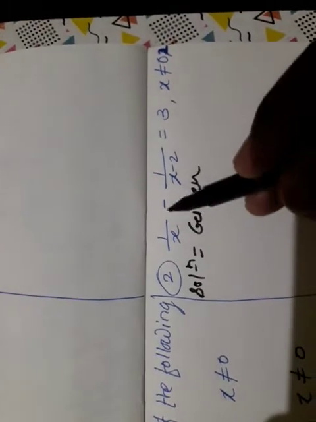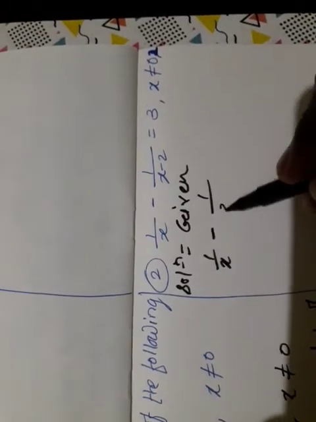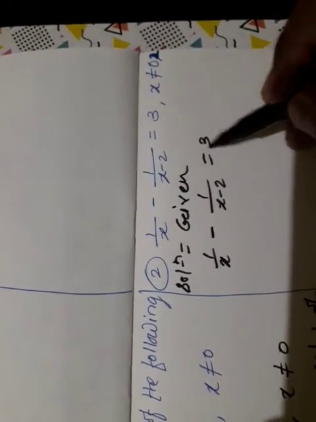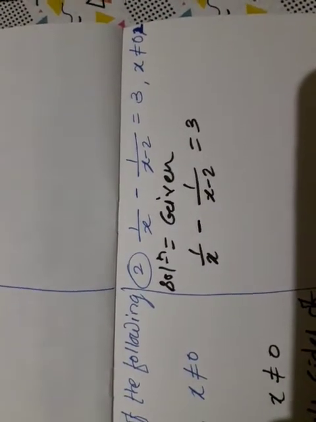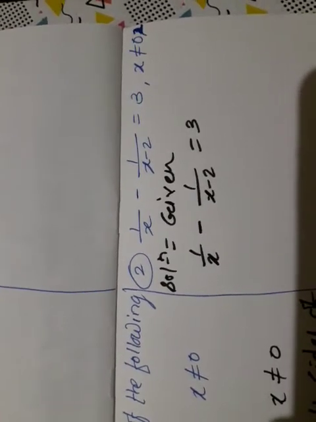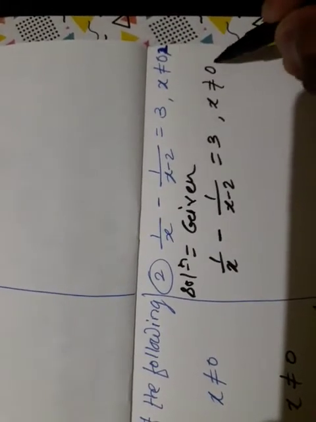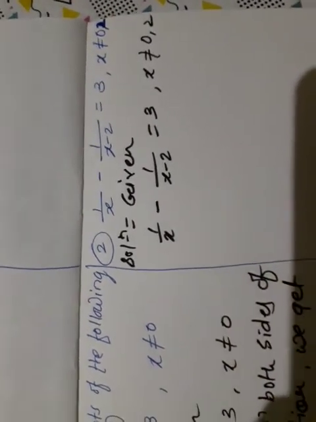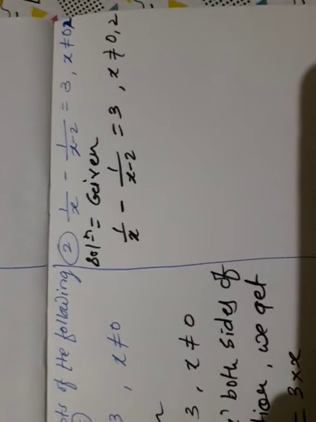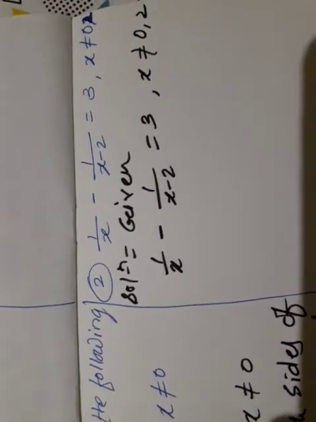What is given? Look here: 1 upon x minus 1 by x minus 2 is equal to 3. Look carefully, 1 upon x minus 1 by x minus 2 is equal to 3. Here it is very important that x is not equal to 0, 2. X is not equal to what? 0, 2. Now look here. Here also we will try our level best to convert the given equation into the form of a quadratic equation, and then we will find the factors by using the quadratic formula method.